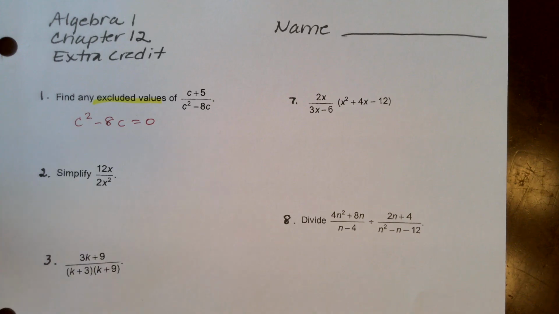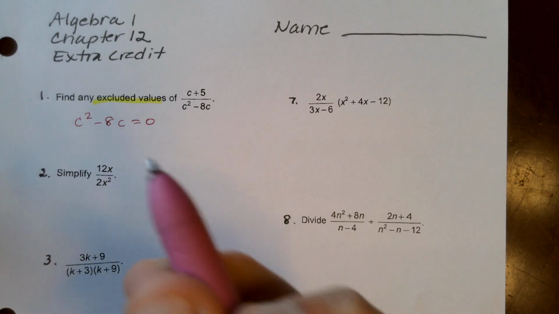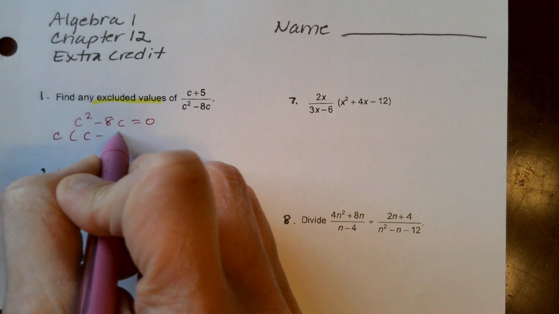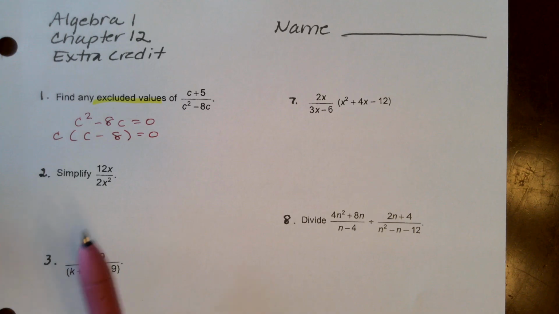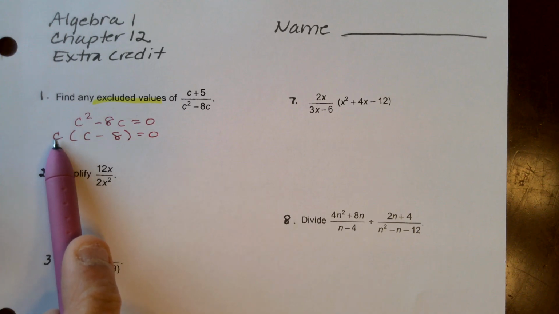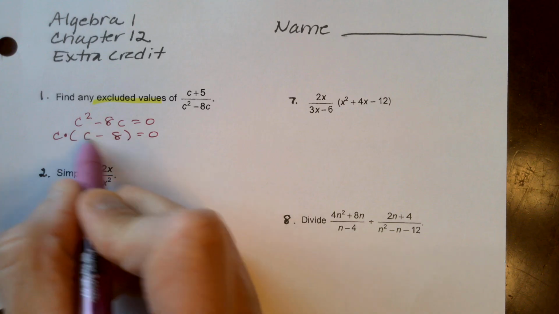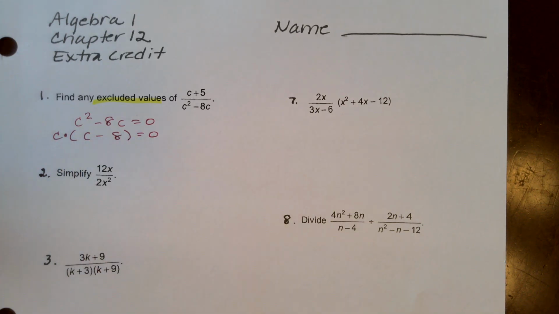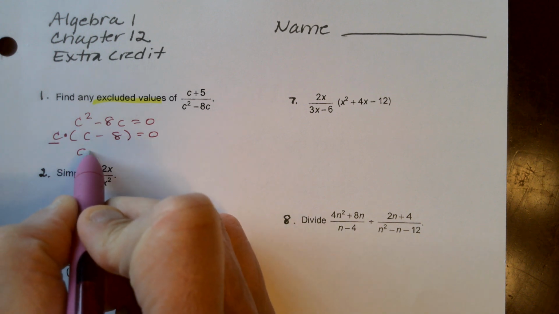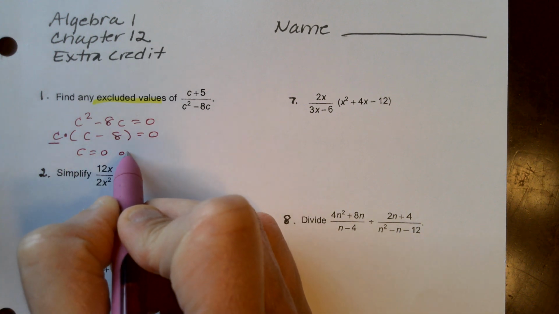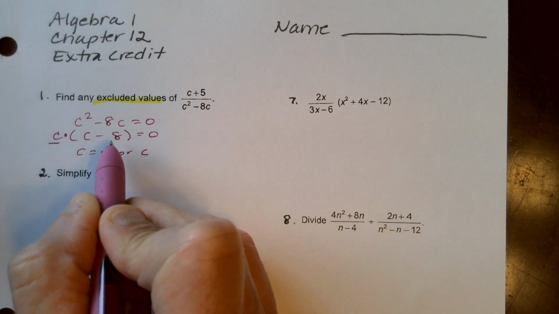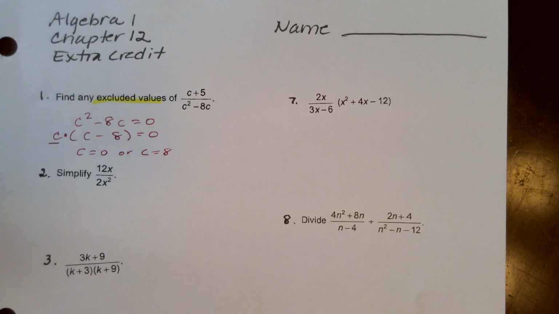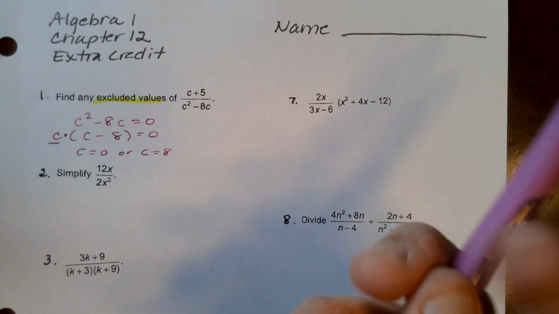Oh, I don't know. That looks kind of complicated. Oh, no, Mrs. Silva taught me that we can do GCF. So I see there's a C. So I'm going to factor out a C. Oh, and remember, I have C times this whole thing. So when you have two things multiplied together and they have to equal zero, one of the two things has to be zero. So either this is equal to zero or this has to equal zero. So what would make this zero when C is 8? Correct? So those are our excluded values.